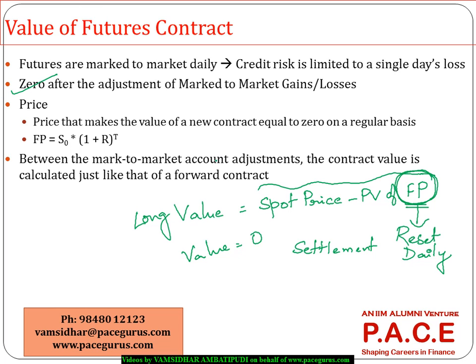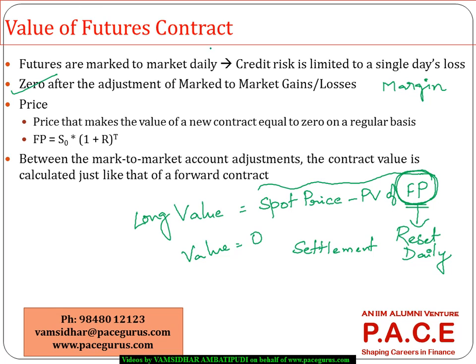The value of the futures contract is zero after the adjustment to the mark-to-market losses and profits. Probably after my margin account is updated with the loss or the profit based on the mark-to-market settlement price, there is no outstanding loss or gain to any party at that point.